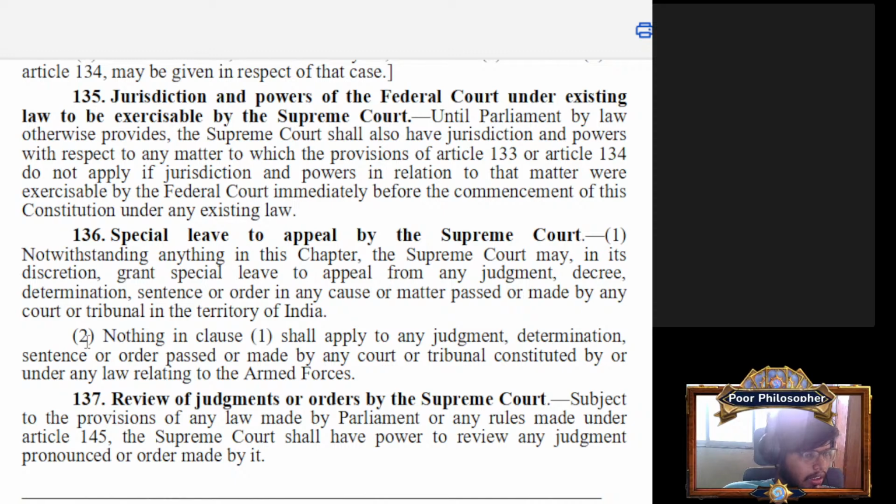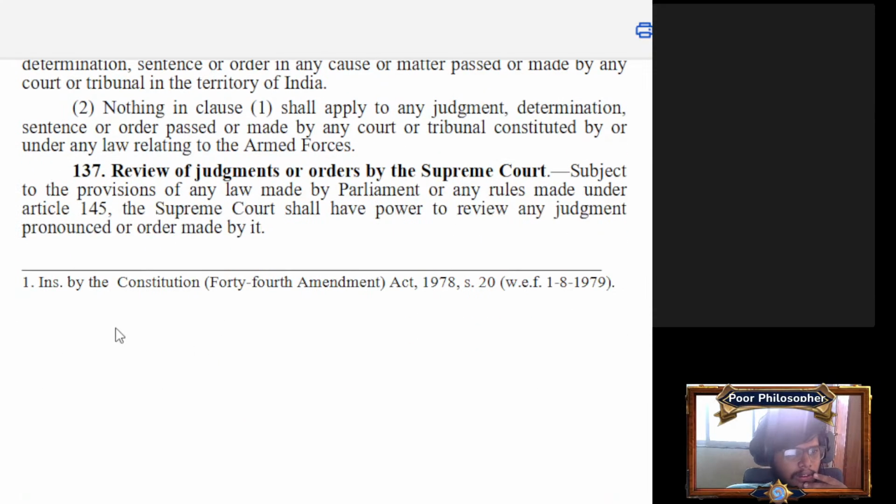Clause 2 of Article 136. Nothing in clause 1 shall apply to any judgment, determination, sentence, or order passed or made by any court or tribunal constituted by or under any law relating to the armed forces. Okay, so the Supreme Court cannot meddle in the matters of the armed forces.